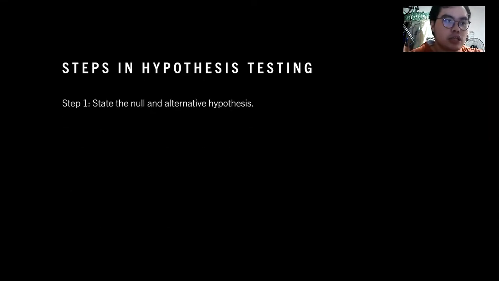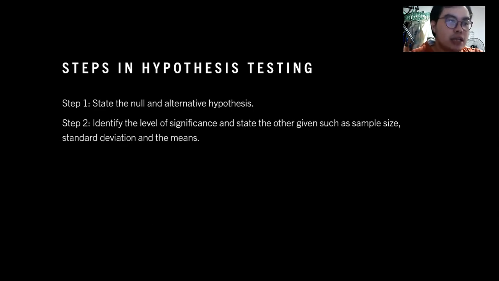Okay, so here are the steps in hypothesis testing. First, we're going to state the null and alternative hypothesis. Next, we need to identify the level of significance along with the givens such as the sample size, standard deviation, and the means, including the population mean and the sample mean.